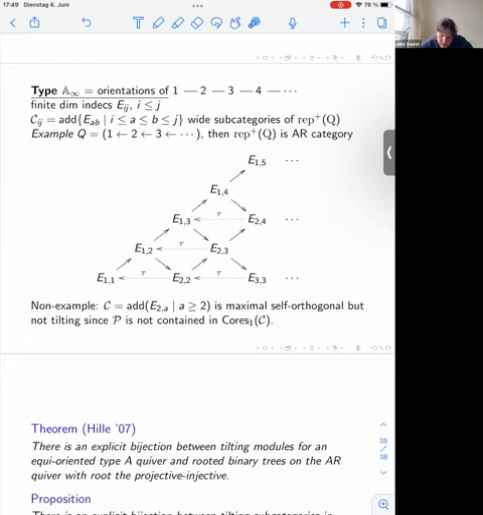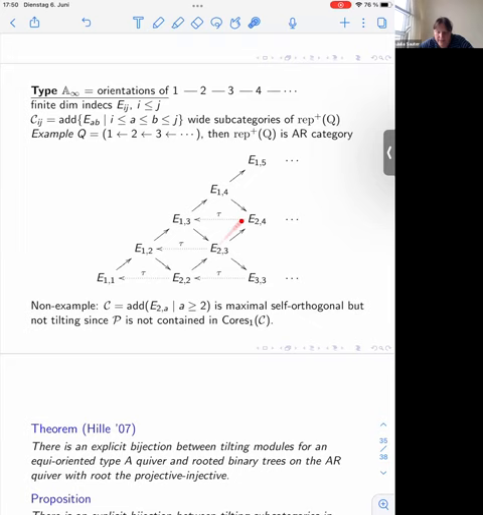And then you can look at, for example, a slice of tau, so to say. You look at all the indecomposables with simple socle S2, or simple support S2. And you can easily see that this is maximal self-orthogonal, has no extensions. But it's not tilting, since P is not contained in the category C. Remember, tilting with enough projectives meant that P has to be contained in the category C. But here you see the projectives, none of them will ever embed into anything in this line.